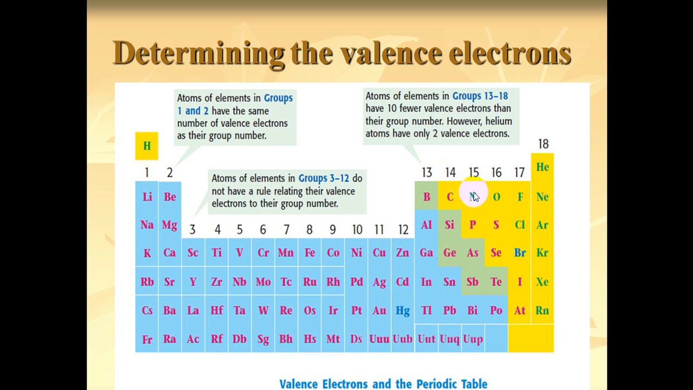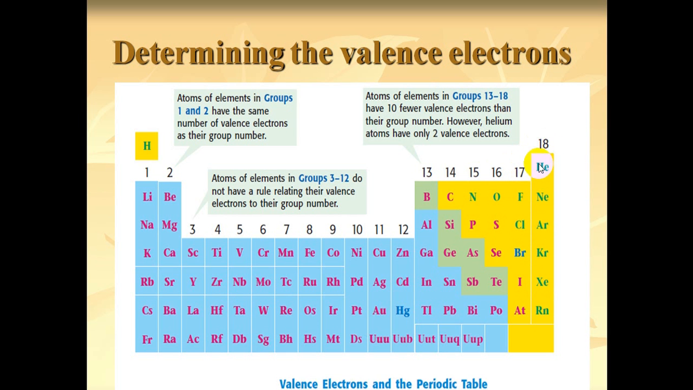Here, the nitrogen group, how many valency electrons will they have? Yes, they will have 5. So for all these groups, we will remove 10 from the number of the group. Here, in this group, they have 17. Group 17, so we will remove 10, so they will have valency 7.